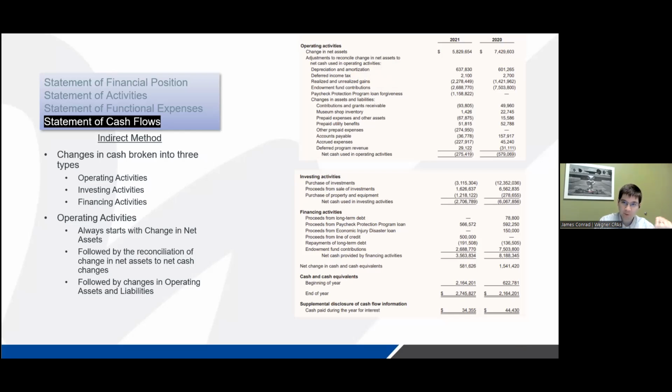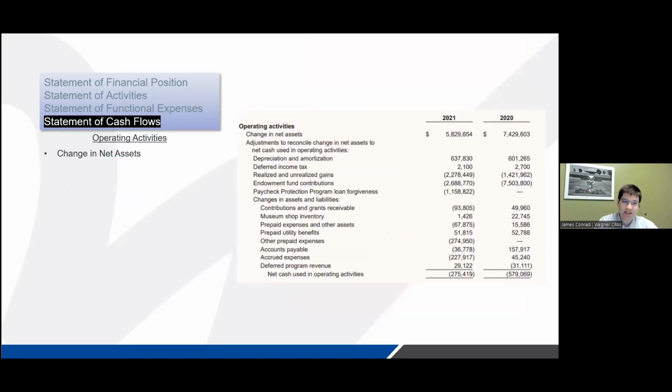And then after those are pulled out in the operating section, we're just going to have the changes in operating assets and liabilities. So your accounts receivable, your accounts payable, your prepaids, all those things that we saw on the statement of financial position, we're going to be factoring in here.